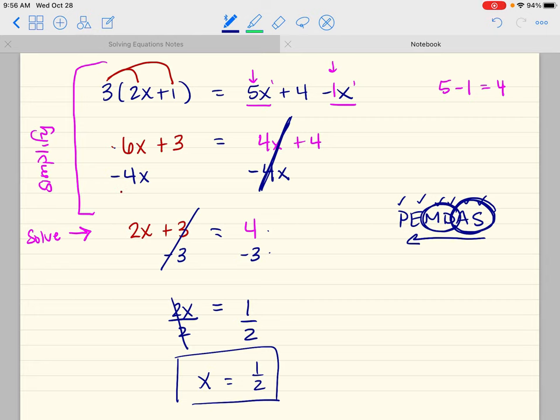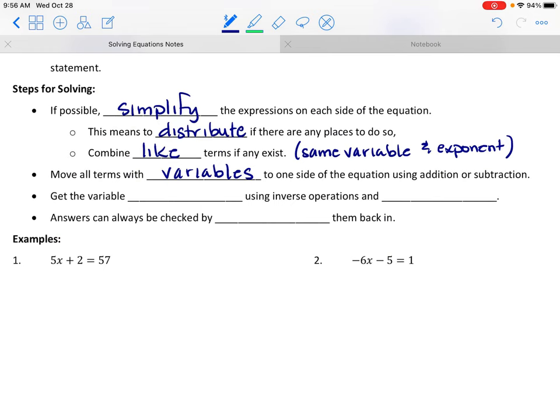Okay? So, back to our notes here. Move all the terms with variables to one side using addition or subtraction, and then this is the point where we can actually solve.